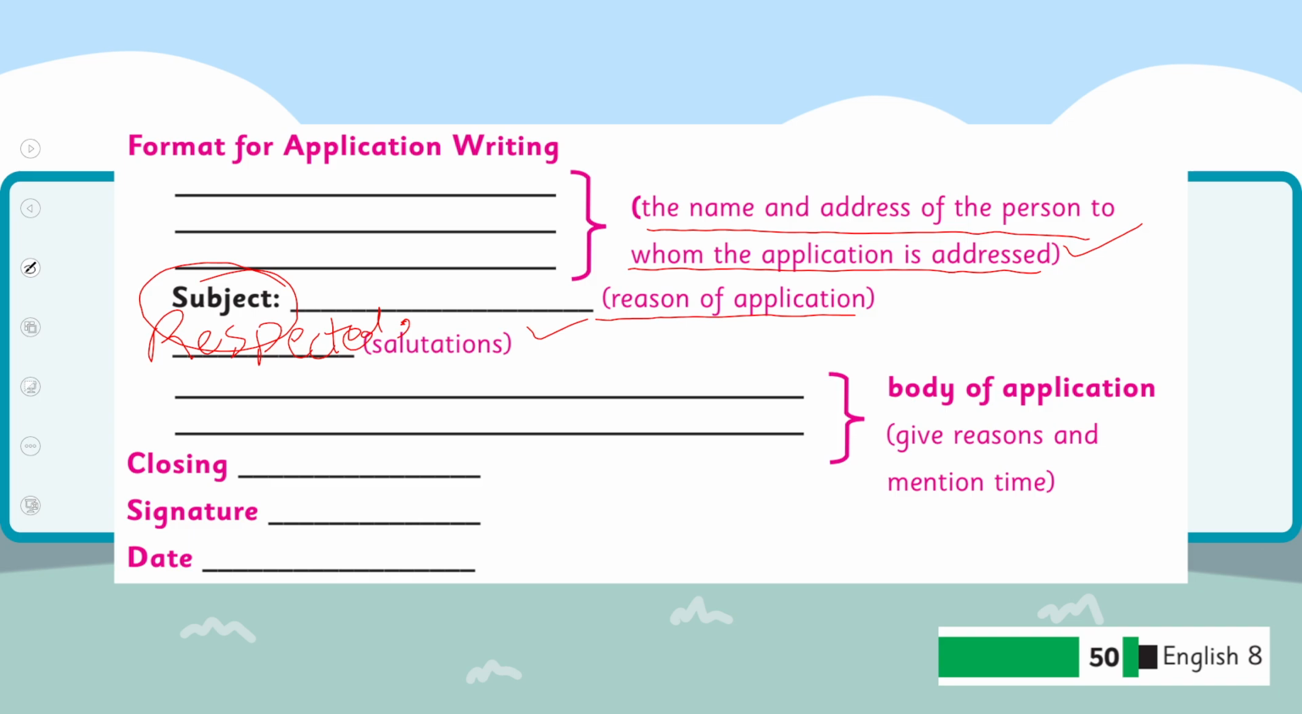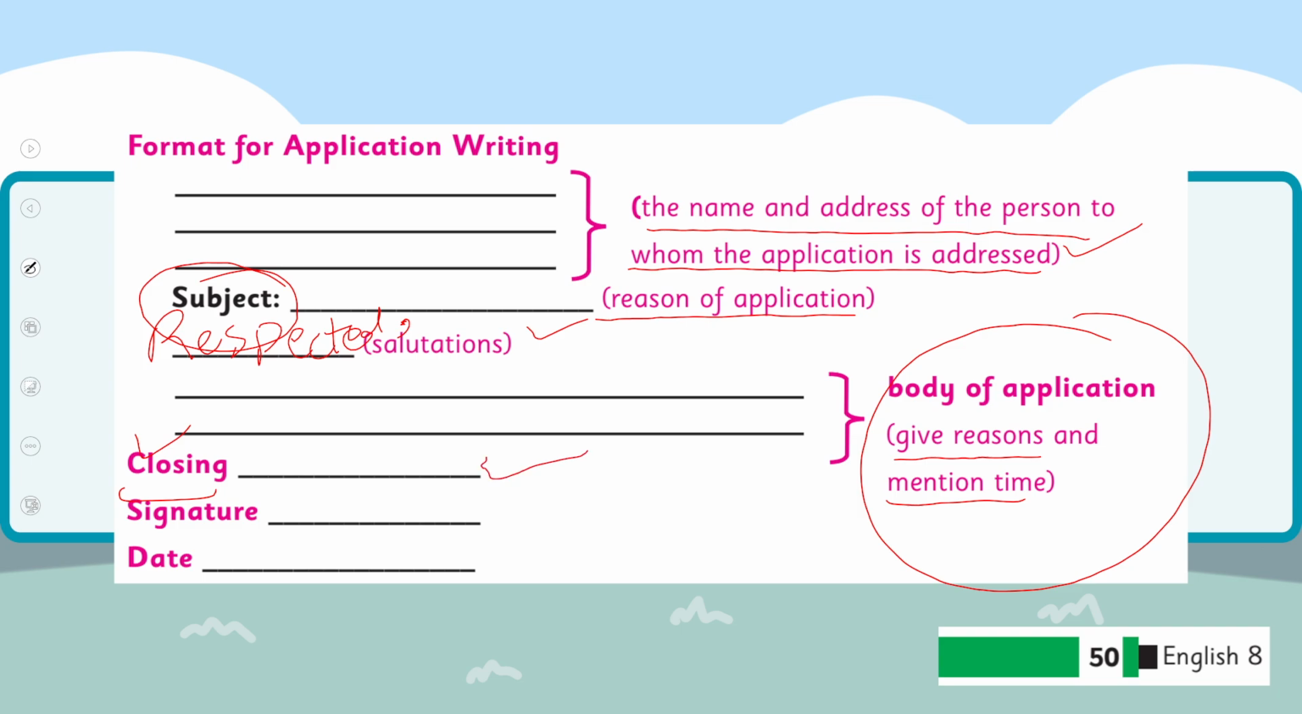Now you begin your application. In the body of the application, you give reasons and mention the time and all the details that you want to convey. If you're writing to your principal, then you convey why you need the sick leave, or why you need any particular or specific thing, and what is the reason behind it, and all that. Now at the closing, this is when you close the application, by saying, I'm keenly waiting for your response, or I hope that my request is successfully conveyed to you, thank you in advance, etc.